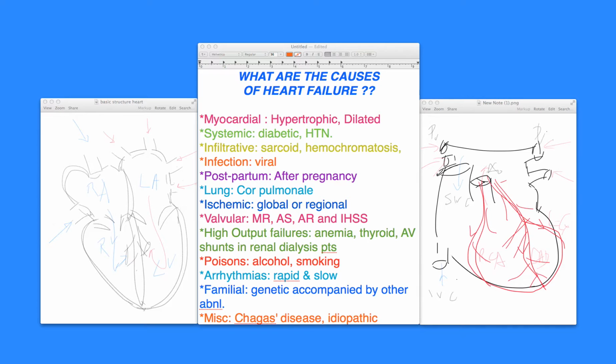Then there's dilated cardiomyopathy, where the left ventricle just dilates or gets bigger. Nobody knows the causes of these, but the fact is that, again, some genetic predispositions are there, some chromosomal disorders. Systemically, diabetes and hypertension can cause heart failure. Then there are infiltrative diseases like sarcoid and hemochromatosis. Just remember these terms for now, because obviously we'll delve into these things later on.